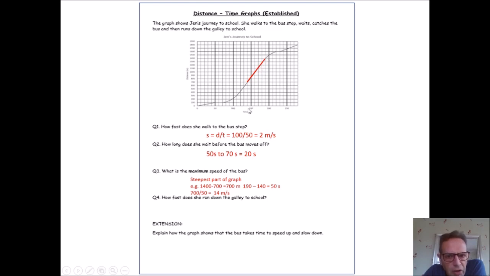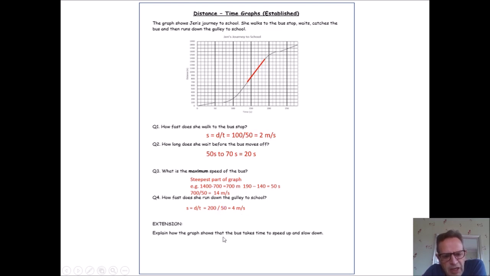Right, this has gone from 140 seconds up to 190 seconds. So this is 50 seconds, and in that time she's gone from 700 metres away to 1,400 metres away. So she's travelled 700 metres in 50 seconds. That is 14 metres per second. How fast has she run down the gully? So again, that's this part of the graph, and she has done 200 metres, so 2 squares on this scale is 200 metres in 50 seconds. So she's run at 4 metres per second.